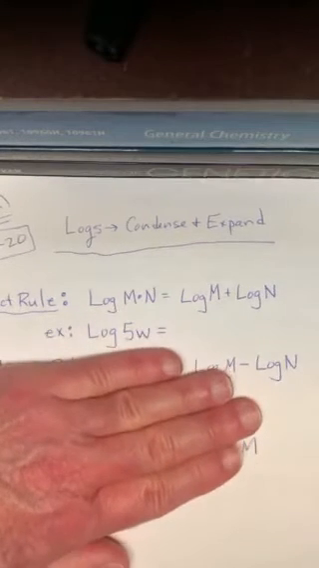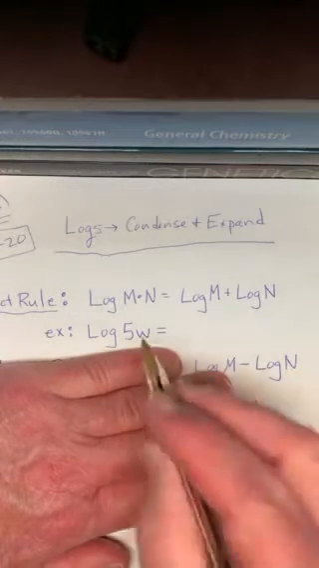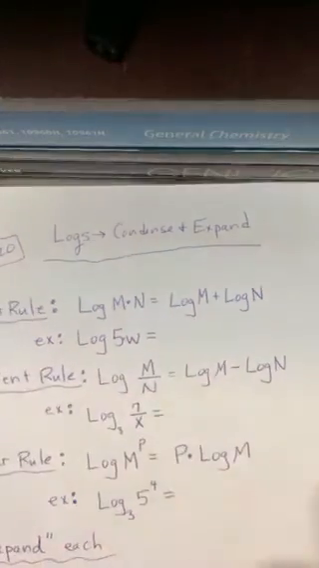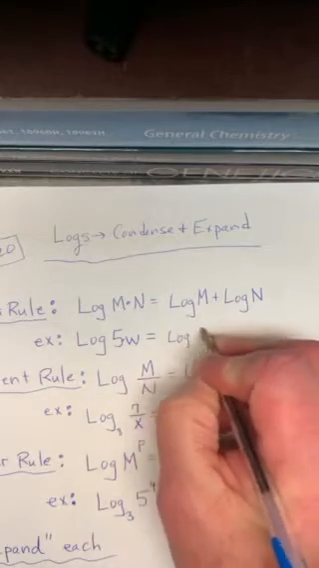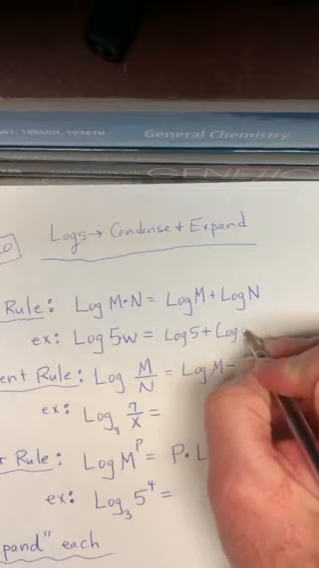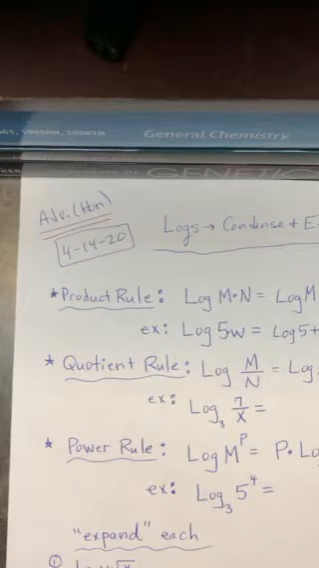For example, what if I had a simple case like the log of 5w? Because the 5 is dot connected to the w, you are certainly allowed to split that into the log of 5 plus the log of w. That's all that says, okay? Well, put a star and go quotient rule.